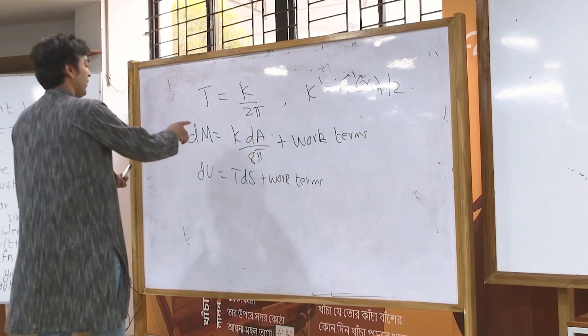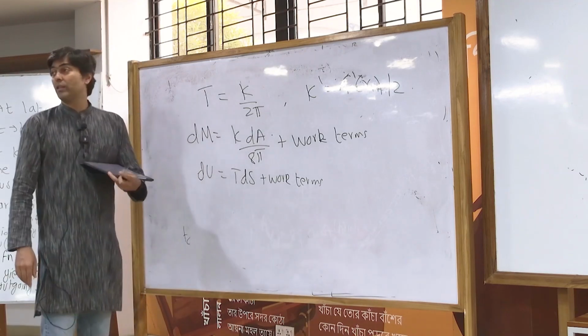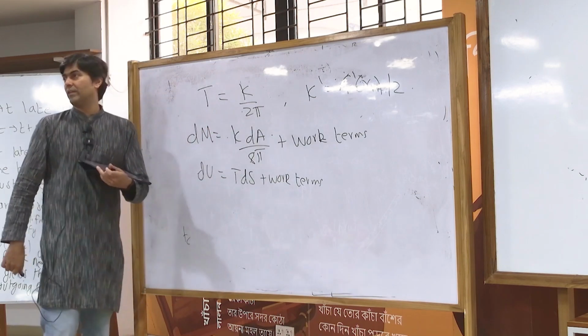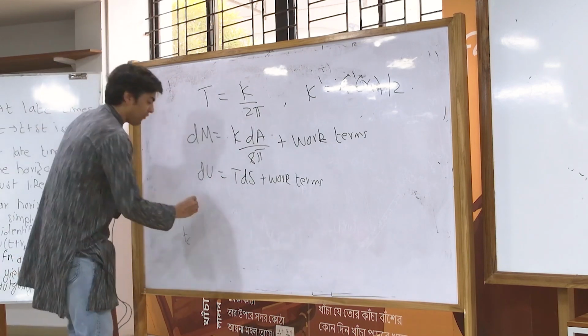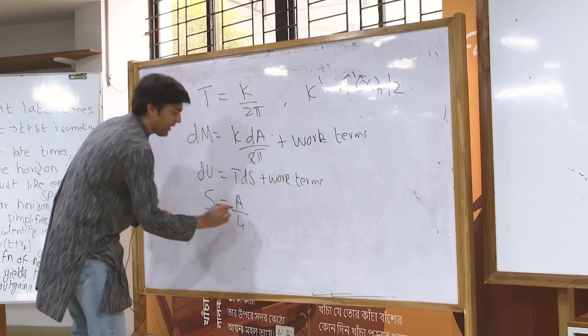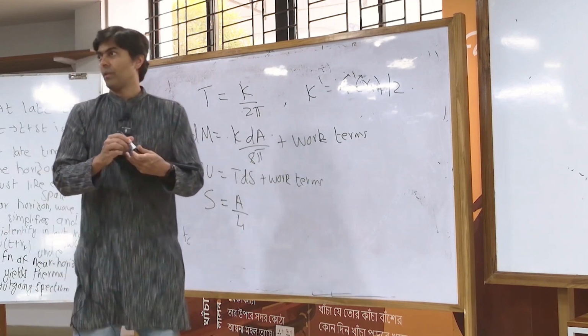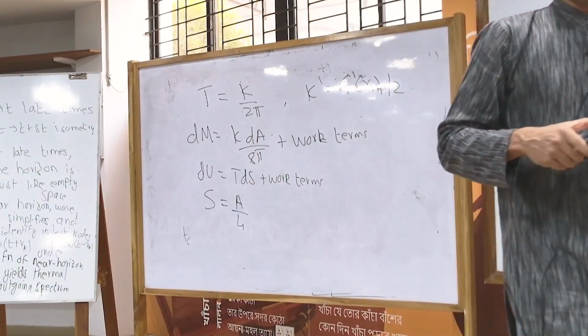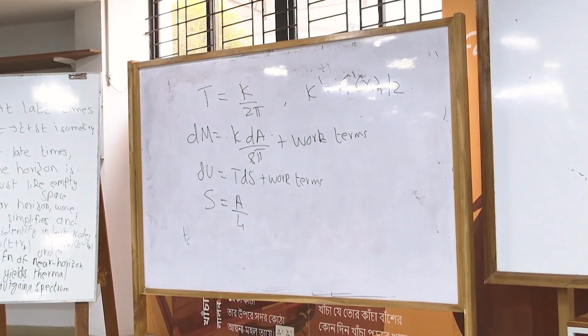However, the derivation of Hawking radiation tells us this is not the case. This kappa over 2 pi you should really interpret as the temperature. And therefore, you should say that black holes have an entropy which is given by A over 4. So the derivation of Hawking radiation tells you that black holes have an entropy which is given by A over 4.